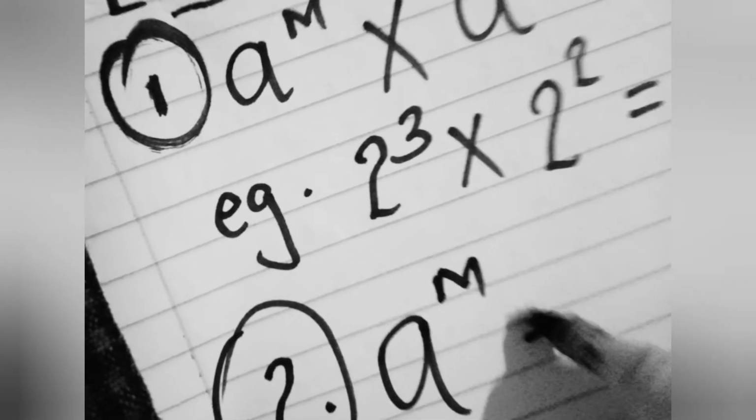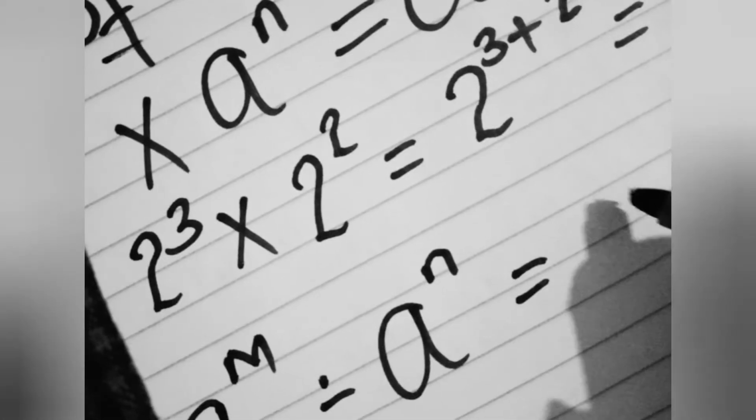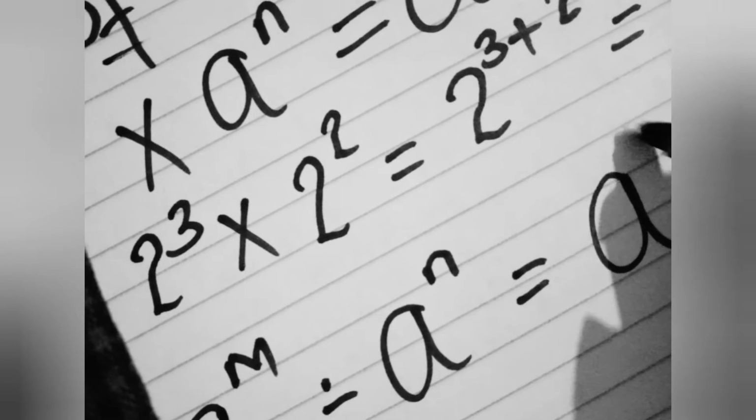To our next law of indices, you have a to power m divided by a to power n. What you get as the product is a to power m minus n. So you subtract the indices or the powers, m minus n.